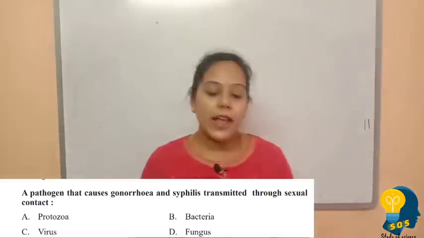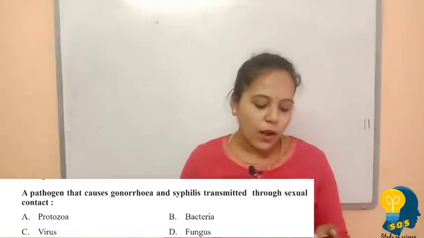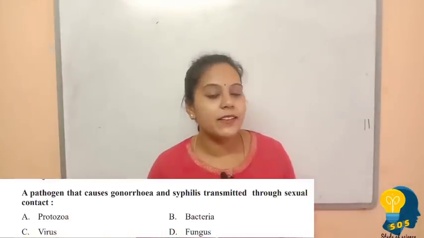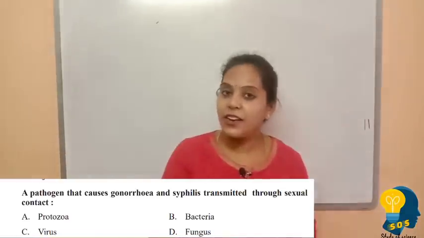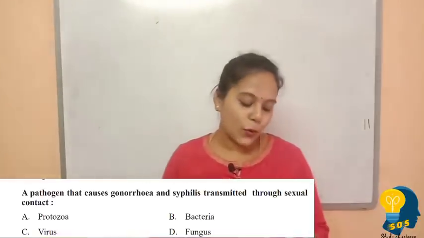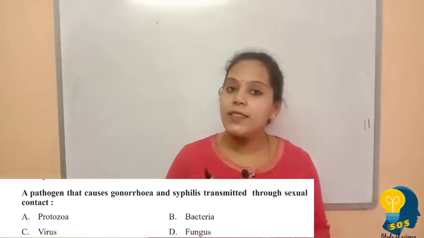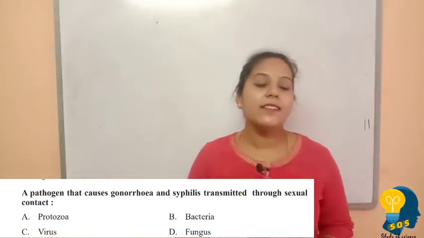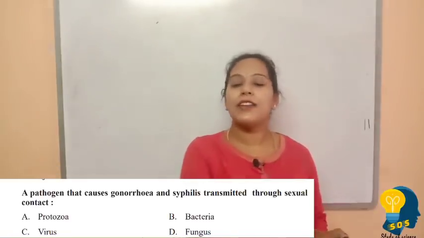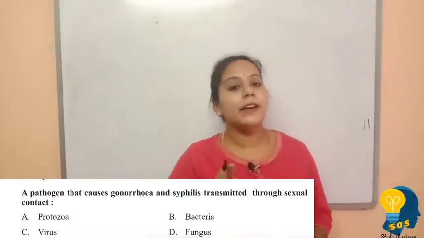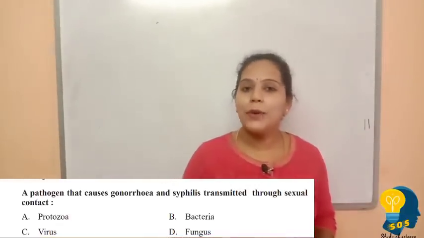Okay. So the next question is, a pathogen that causes gonorrhea and syphilis transmitted through sexual contact. So you know, sexually transmitted diseases are transmitted by bacteria as well as viruses. You can check out the options on the screen. The options are option A protozoa, option B bacteria, option C virus and option D fungus. When we talk about sexually transmitted diseases, they are transmitted either through bacteria or through virus. When I talk about virus, the disease transmitted through virus is AIDS, acquired immunodeficiency syndrome.